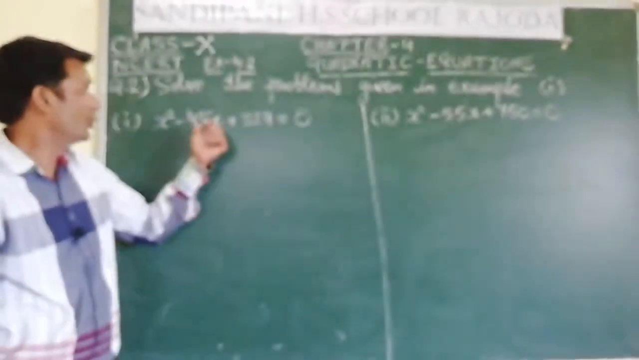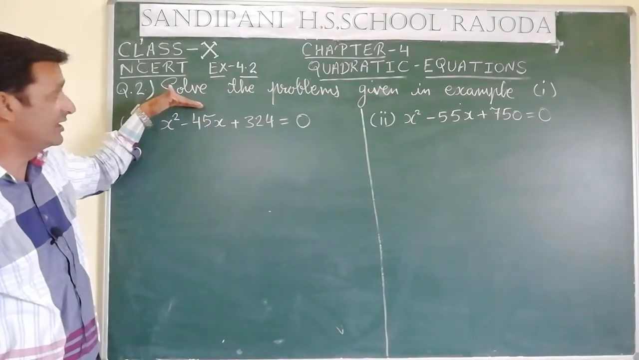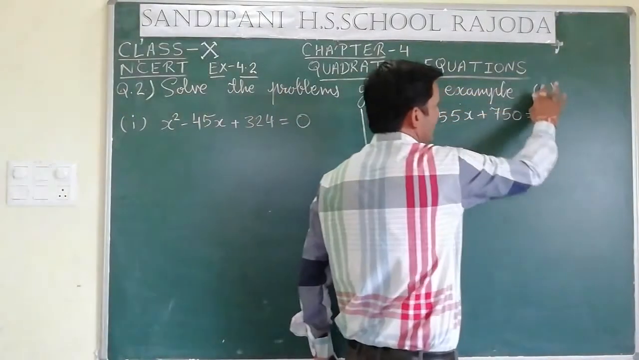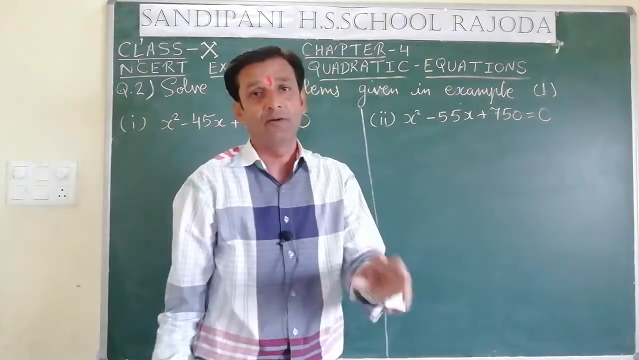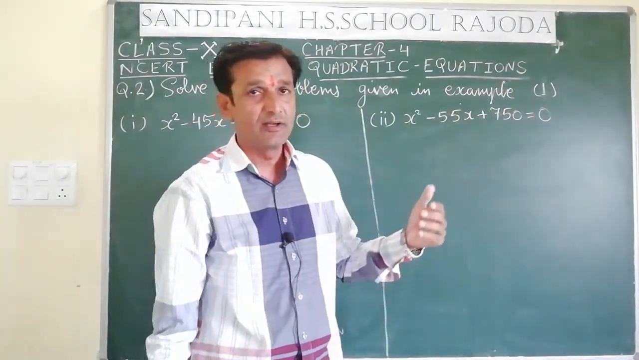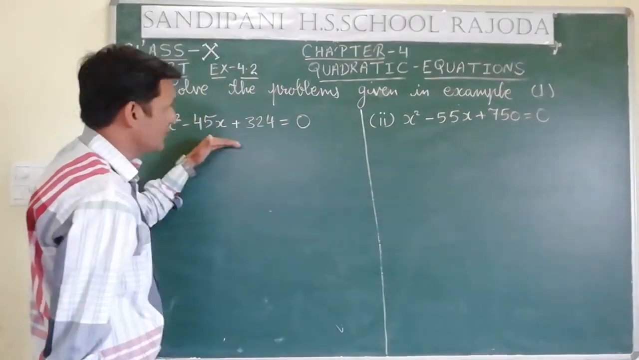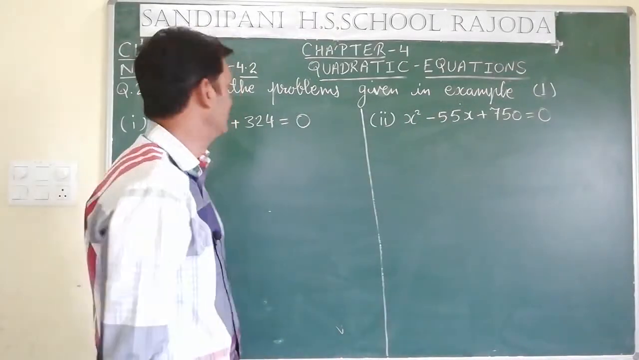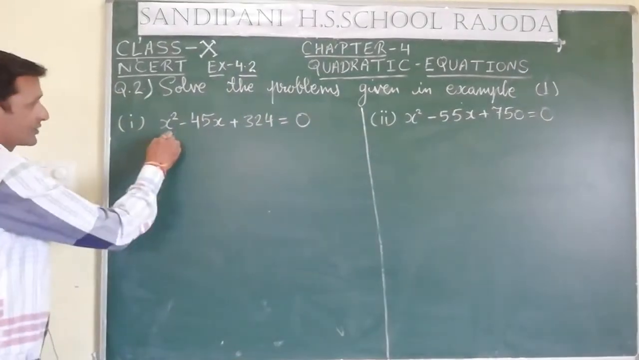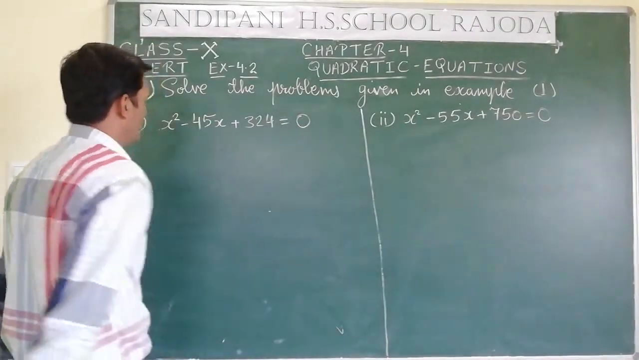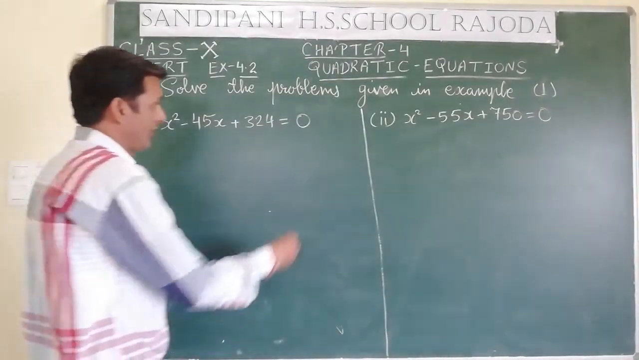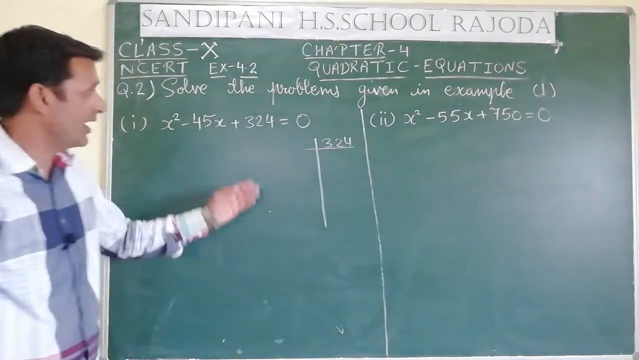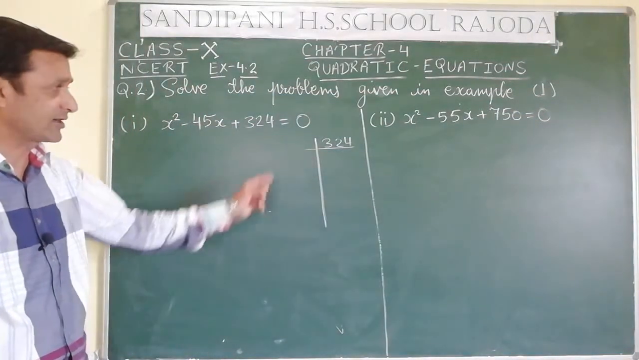Now in our question 2, it is clearly written: solve the problems given in example 1. In example 1, some word problems are there, for which the equations formed are these equations. Those equations we have to solve by the factorization method. So here it is x square minus 45x plus 324 is equal to 0. By the factorization method we want to solve it. So let's do the factorization of 324, because it is a big quantity.